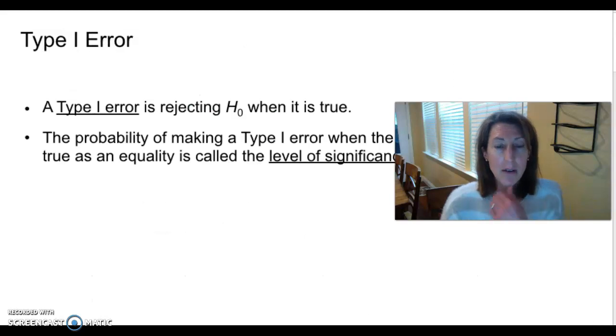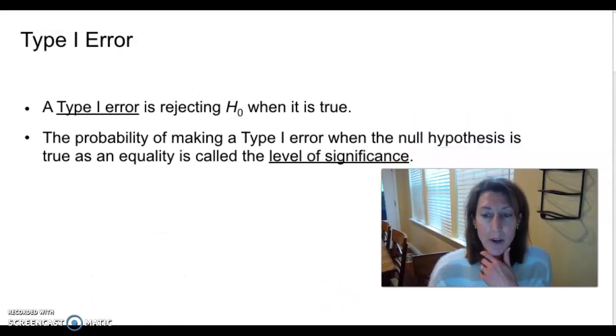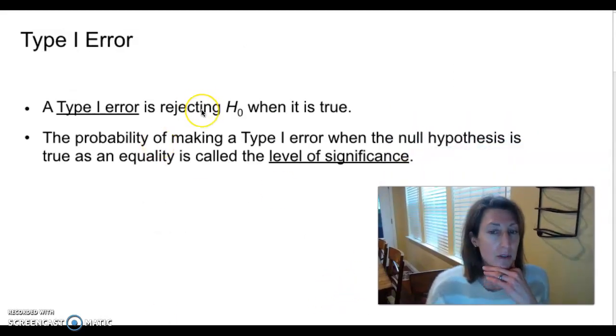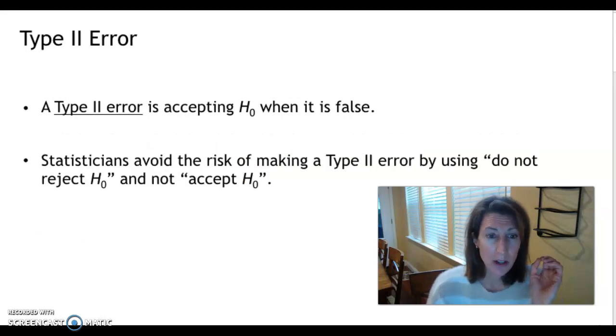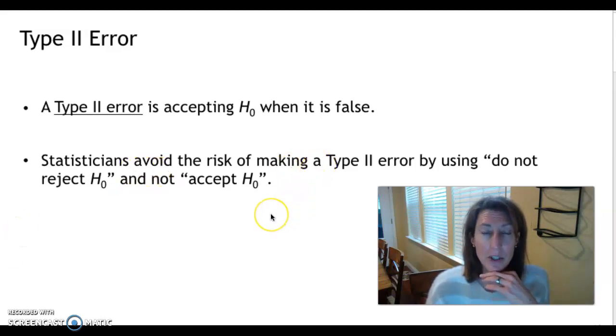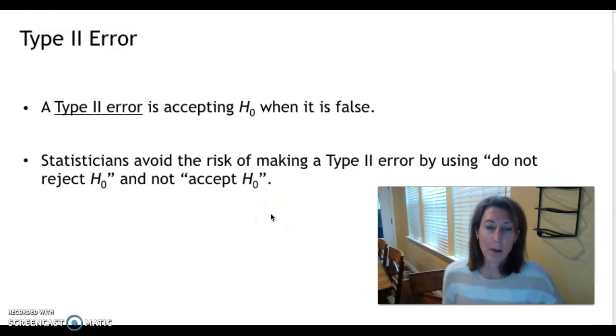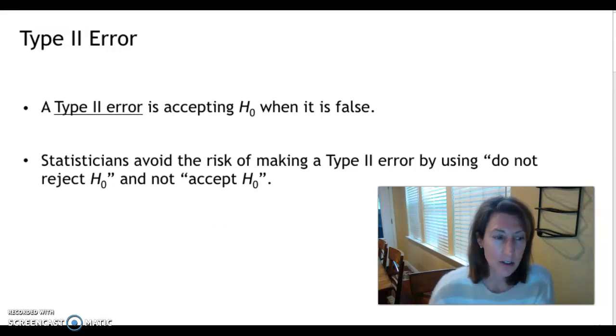Okay, let's keep going. Let me tell you a little bit about what a type 1 error is, just so you know. It's if you reject the null when it's true, and that's basically the level of significance. You could have a type 2 error, where that's accepting the null when it's false. So we don't always get things right. We try to avoid making this type 2 error by saying, rather than that we accept the null, we do not reject the null. That's how we try to address this. These are some conventions.